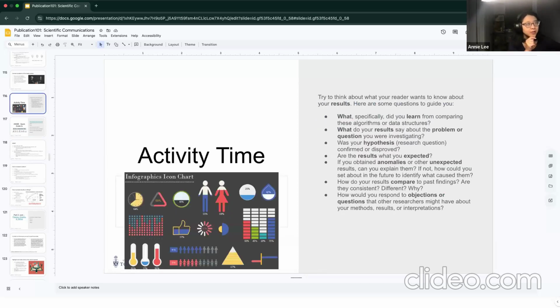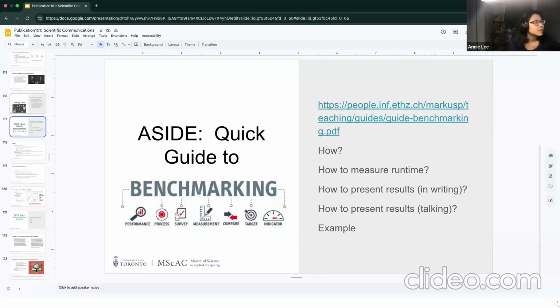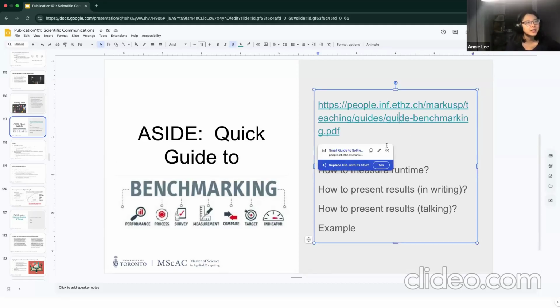I'm very excited about your project. Very interesting. So, this is a quick guide to benchmarking. Usually, I guess it could work for everyone. I took it from ETH Zurich, which is actually one of the top institutions in the world for research. And they're actually better than University of Toronto in Canada, in my opinion.